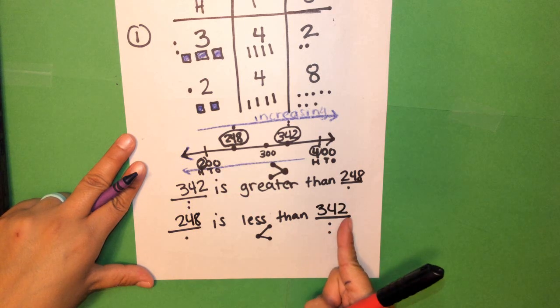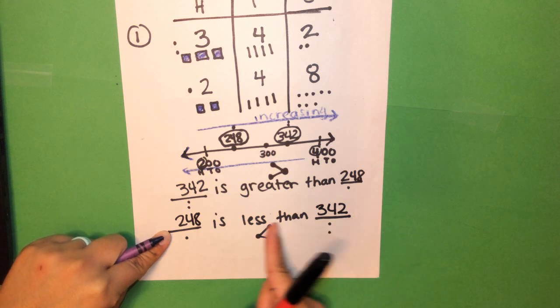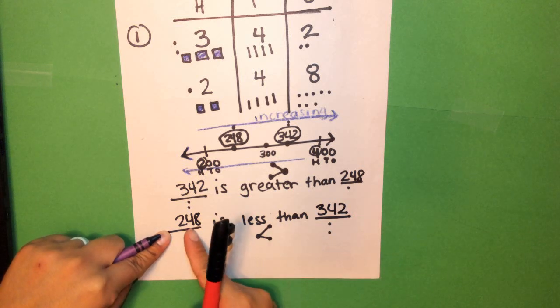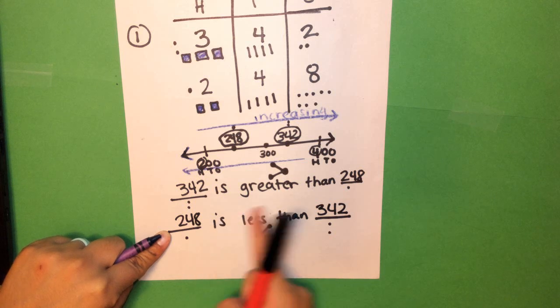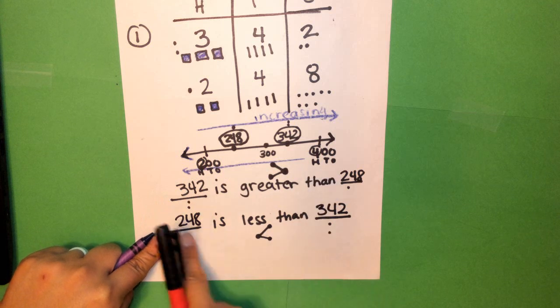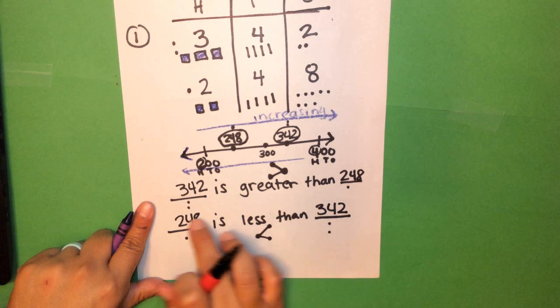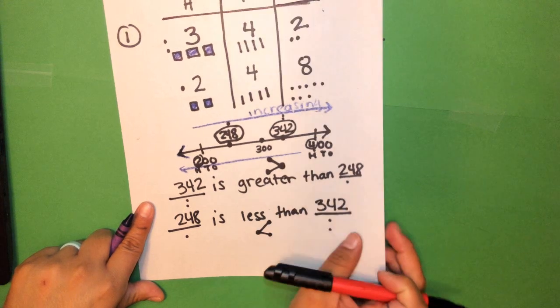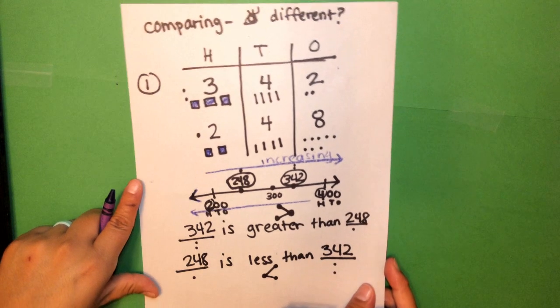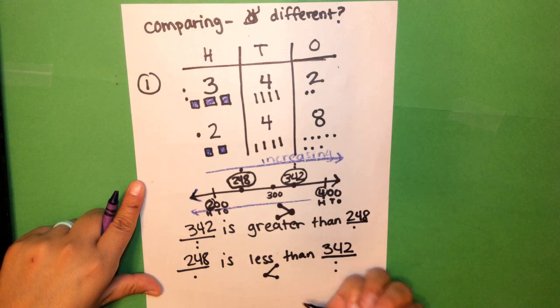Is 342 still bigger in this sentence? Yeah, it's still bigger. Is 248 still smaller in this sentence? Yes. What about here? Yes. So the relationship is the same. We just wrote it in a different way. Because when you guys get your test, you're going to see this one or you're going to see this one. You have to know how to write both relationships. So this is how you compare 3-digit numbers.